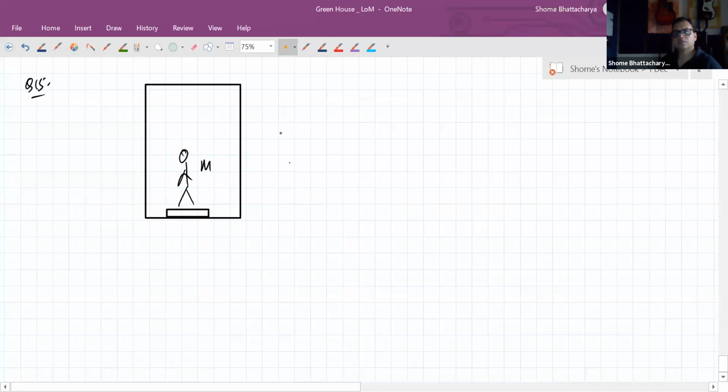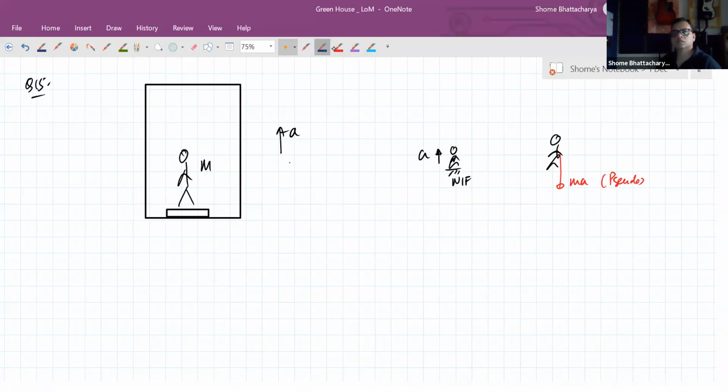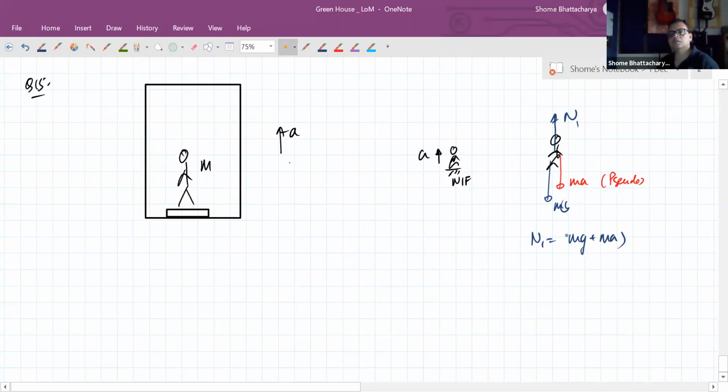So there's a person of mass m. Now this elevator is accelerating upwards. At that point of time, because he is in the non-inertial frame, going upwards with an acceleration a, there's a pseudo force acting downwards on his body. And that is interfering with the measurement of this normal reaction. So this normal reaction, let's say N1 in this case, is mg plus ma. And this N1 will correspond to the maximum reading of the weighing machine.